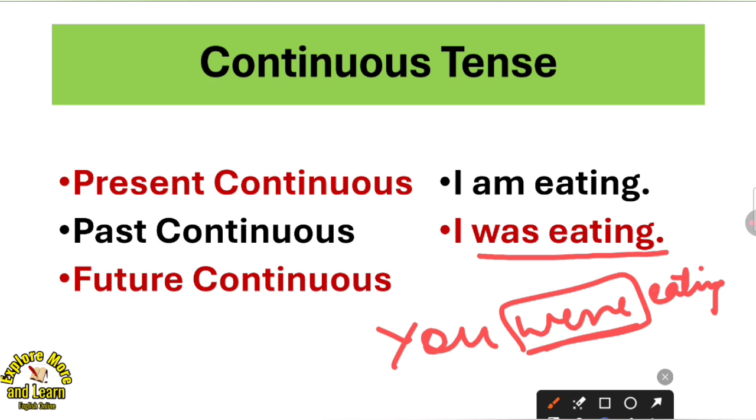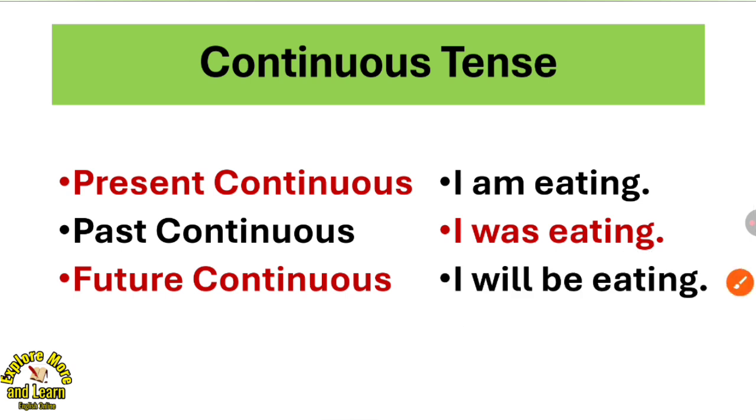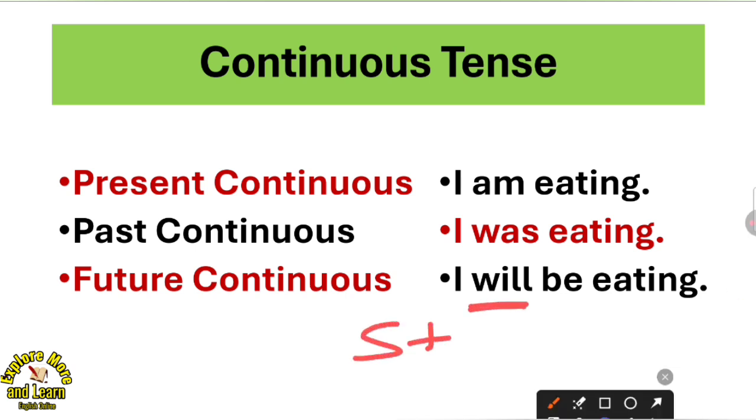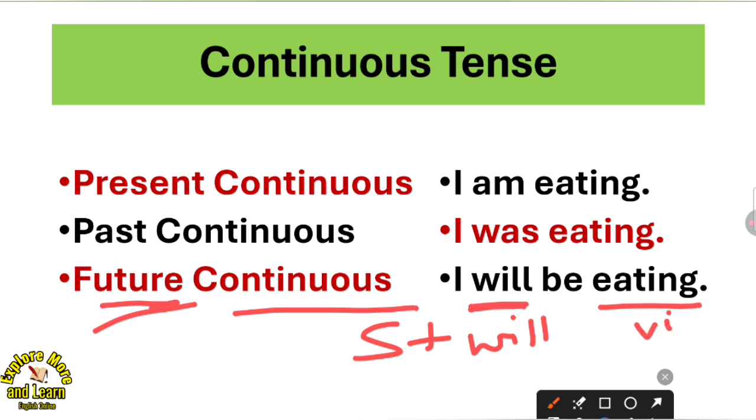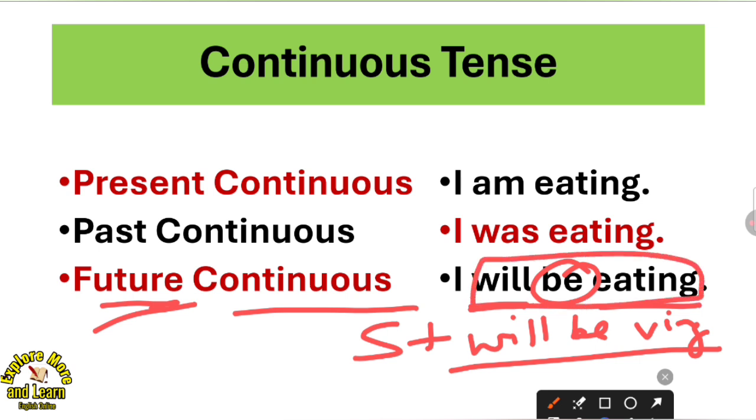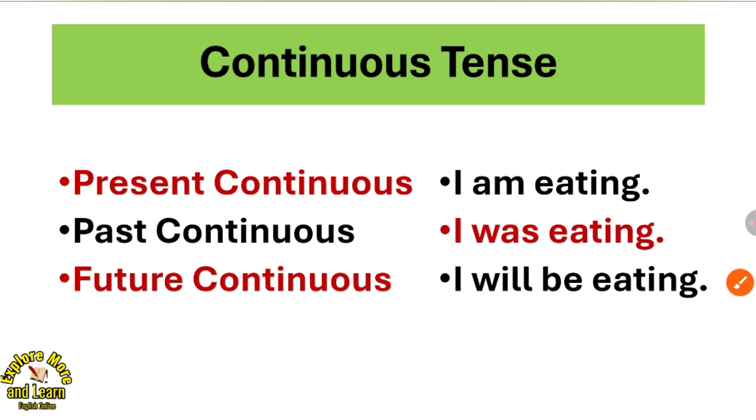Now in future continuous, I will be eating. So here remember that after the subject, will be there because it is future, but it is continuous. So you will take main verb in ing form, and what is the extra thing you are adding? That is be. Remember this. So I will be eating. He will be eating, she will be eating, they will be eating. Here there is no confusion because we use will be eating in future continuous tense. I am eating, I was eating, I will be eating.